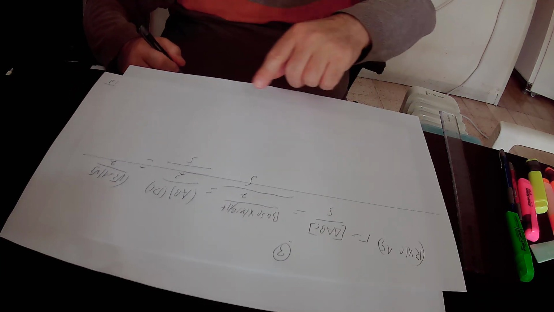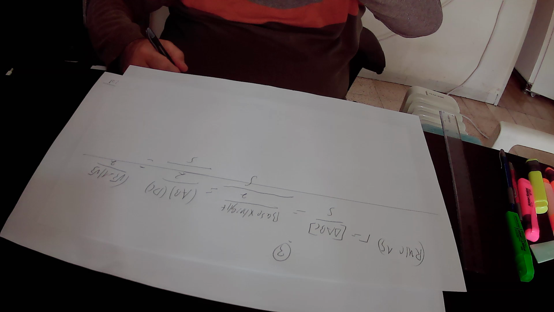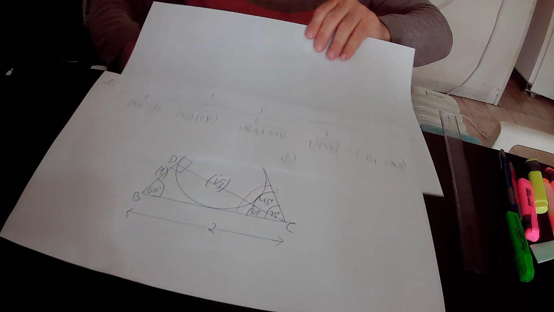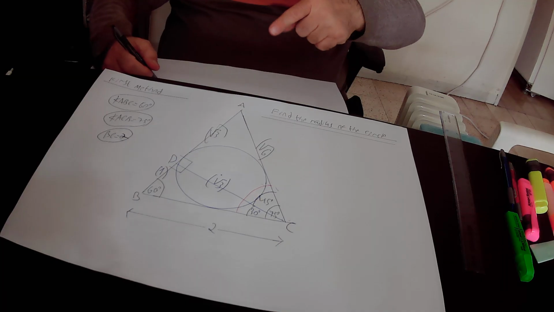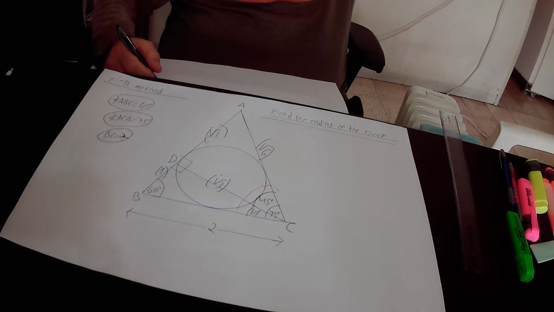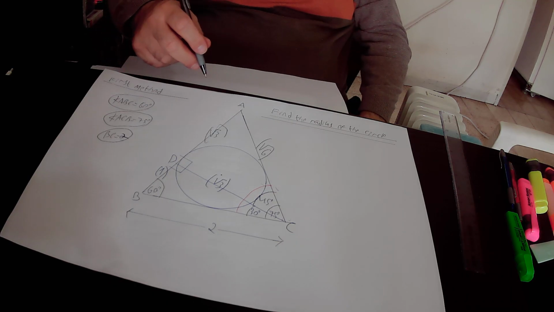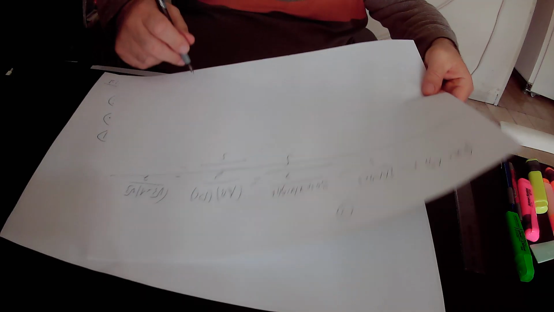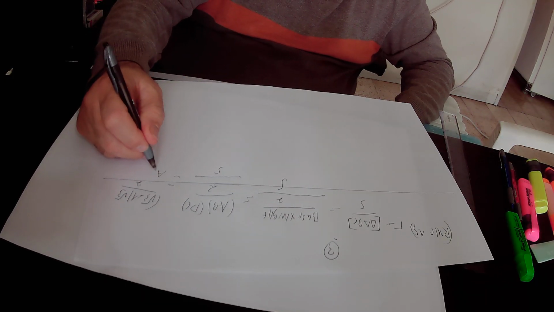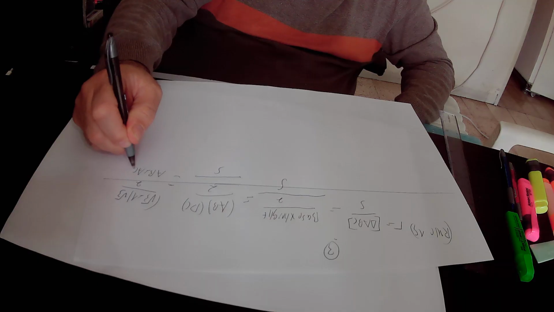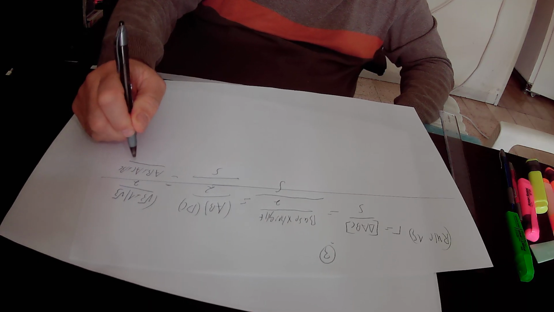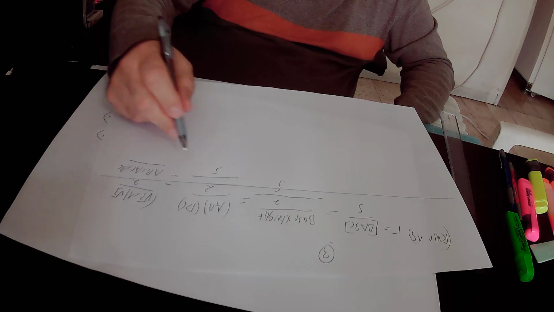And we have to divide the area of triangle ABC by the semi-perimeter S. The semi-perimeter S equals the perimeter over 2. The perimeter is AB plus AC plus BC. And if we divide the perimeter by 2, we get the semi-perimeter S.